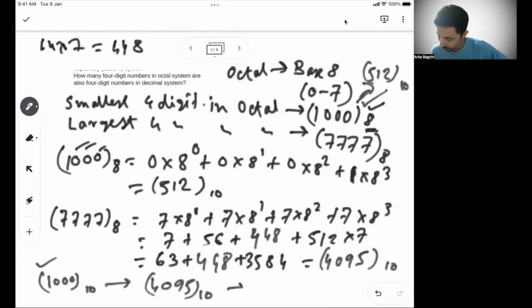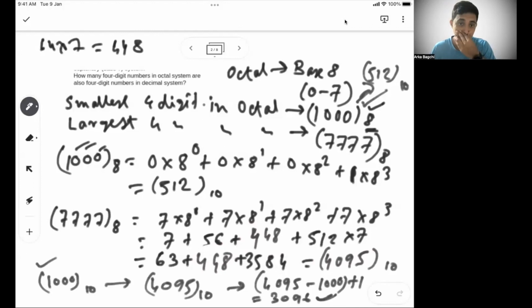So your number of numbers will be 4095 minus 1000 plus 1, because both are included. So that is 3096, your answer. So there are 3096 numbers which are four-digit in octal system as well as four-digit in decimal system. So basically we got the highest four-digit number in octal system and we got the smallest four-digit number in octal system converted into decimal.